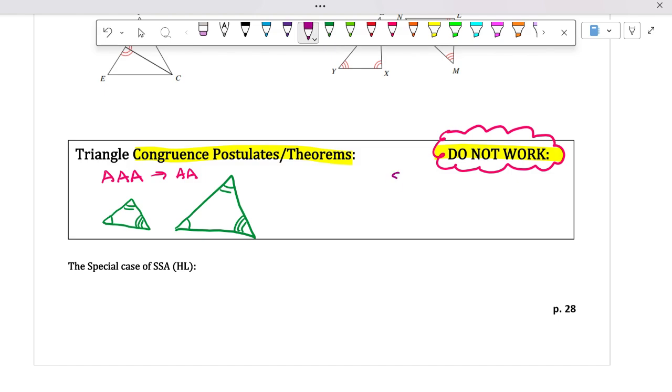Now, the other one is SSA. I already told you what that is spelled backwards. All right, that's how you remember it. So, SSA. So that means we got an angle and then two sides.